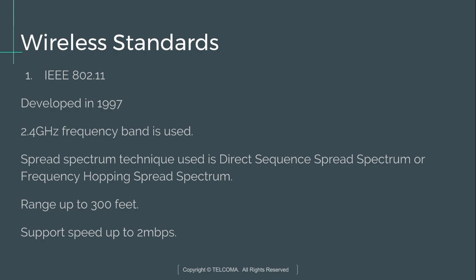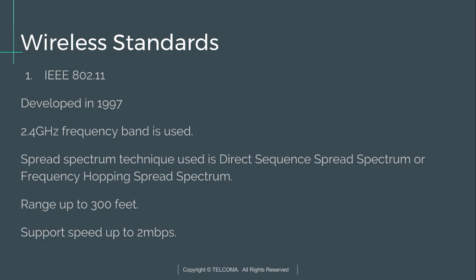That gives a brief discussion about this. This standard was developed in 1997 and it used the frequency band of 2.4 gigahertz. We have read that IEEE used two bands, 2.4 gigahertz and 5.0 gigahertz. But IEEE 802.11 uses only one band, that is 2.4 gigahertz, and it used the spread spectrum or modulation techniques, that is DSSS, direct sequence spread spectrum, and FHSS, frequency hopping spread spectrum.